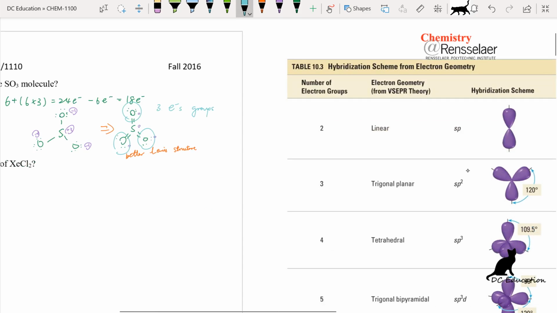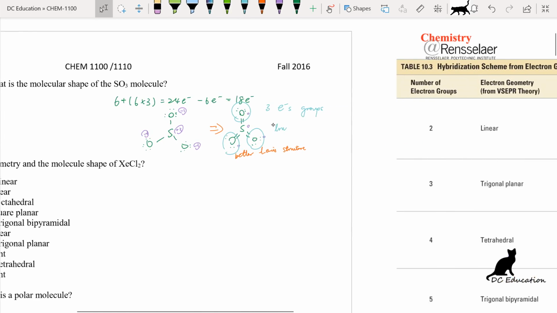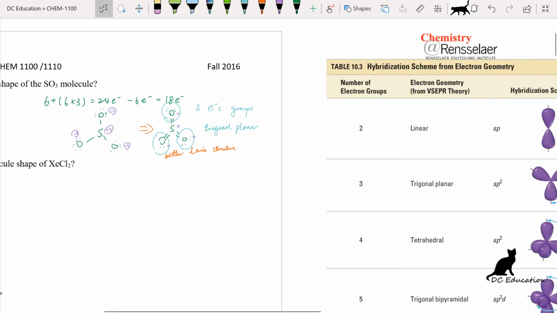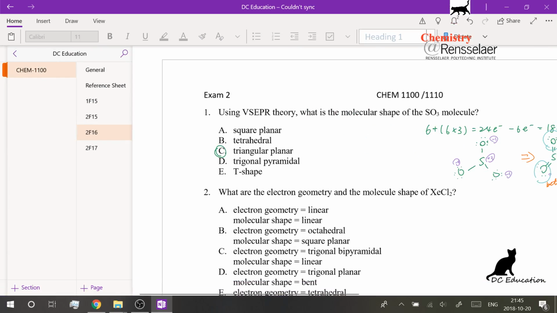So the number of electron groups is 3. That's trigonal planar, which gives us the final answer. So this is a trigonal planar molecule, which gives us the answer C, or triangular planar in some sense. I think it's usually called trigonal planar. Anyway, the answer for the first question is C. And let's end here.